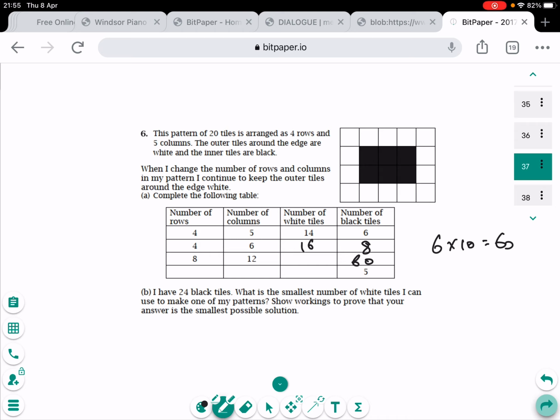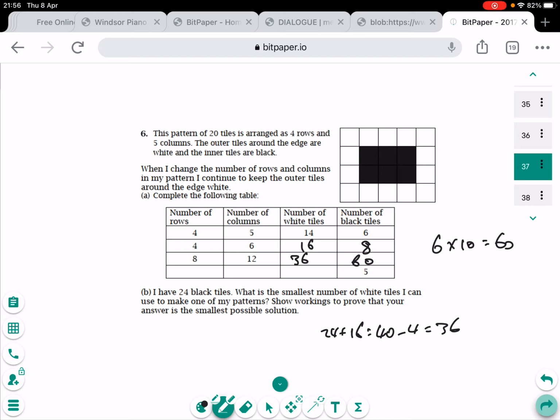So number of rows, 8, and number of columns 12. So basically 12 times 2, 24, plus 16 equals 40. So that would become 40, and you need to minus 4, sorry. So that would become 36.